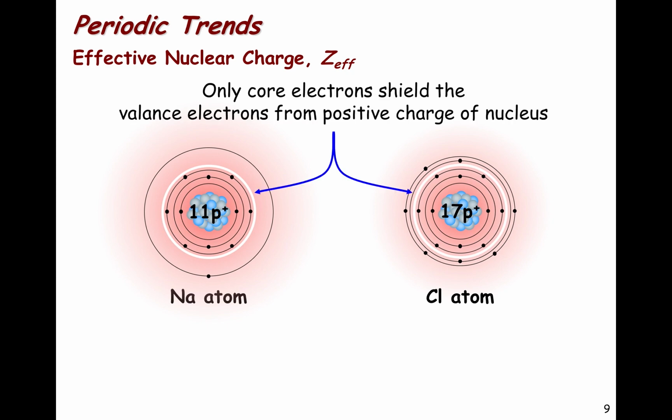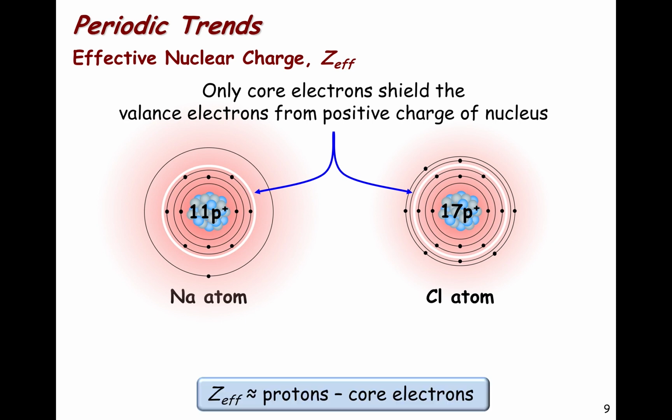So we say that the effective nuclear charge of the chlorine atom is higher than the effective nuclear charge of the sodium atom. So if we wanted to calculate the effective nuclear charge for chlorine, it would be 17 protons minus the 10 electrons that are in the core, and so the effective nuclear charge for chlorine is 7 plus, as opposed to the sodium, which was only 1 plus. So here we have the formula for calculating the effective nuclear charge. It's approximately the number of protons in the nucleus minus any of the core electrons.